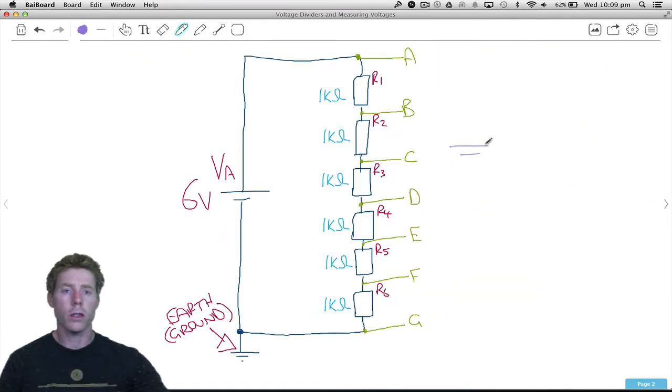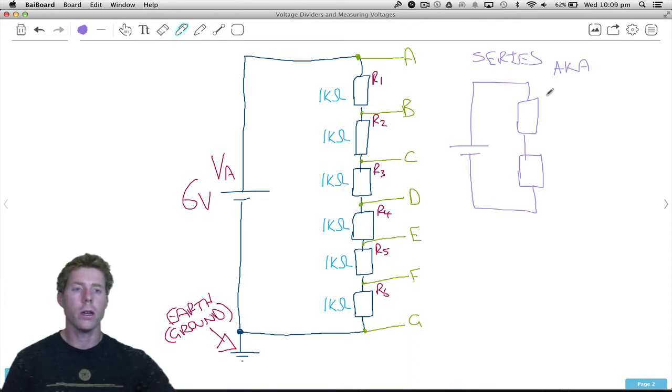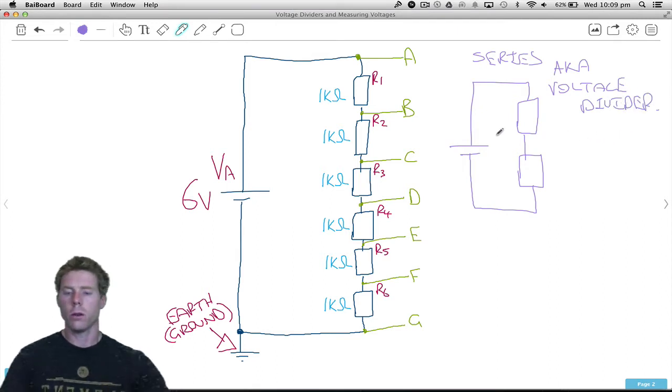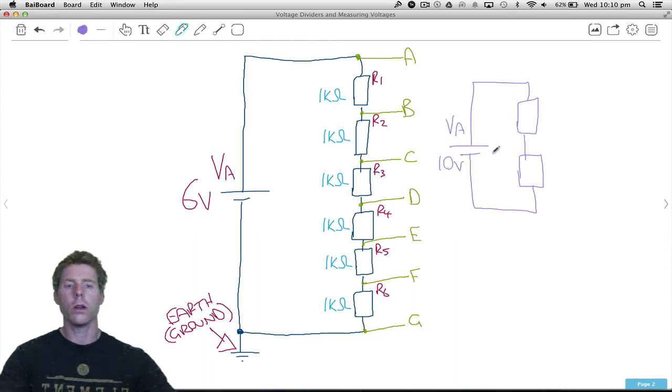So what I mean by that is if we go back to a basic 2-resistor circuit in series, this here is a series circuit. But we can also call it, otherwise known as, a voltage divider. Now you may ask, well, how so? Or what are you talking about? Well, the answer to that question is, if you have a look, we've got the voltage applied down here. So VA, let's just pretend that that's 10 volts.